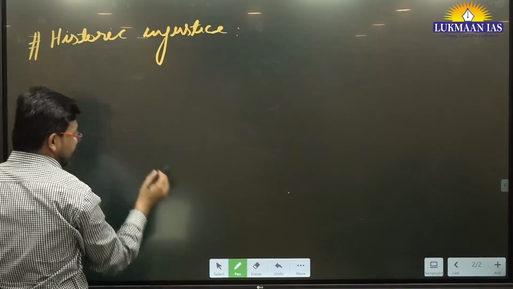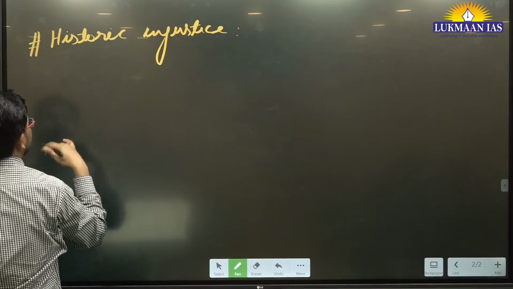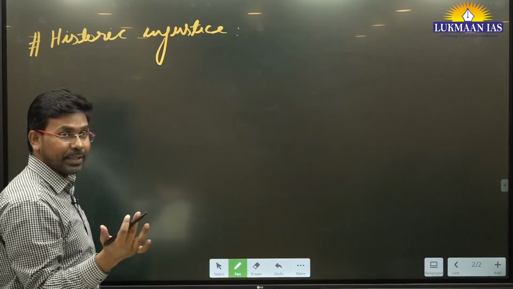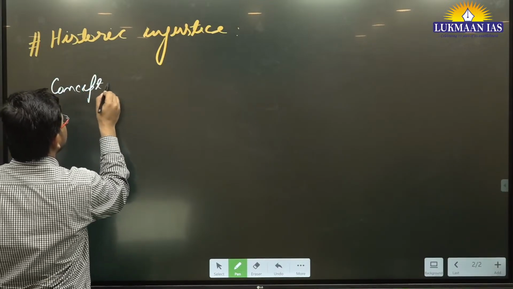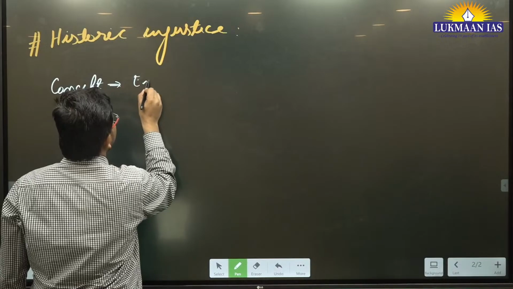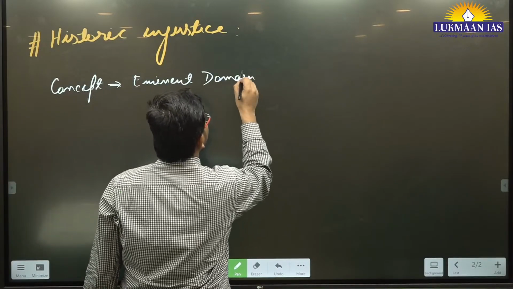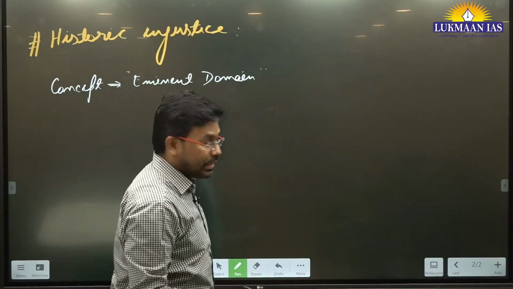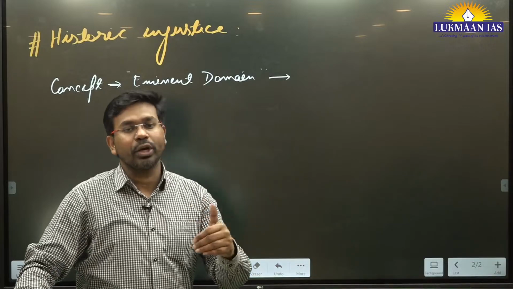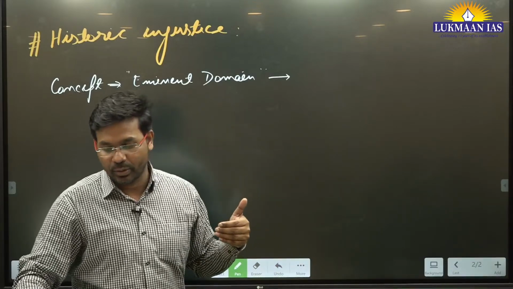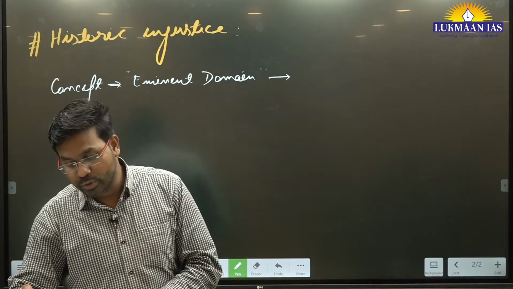Historically, injustice has been meted out to these forest dwellers because of a concept, the concept of eminent domain. What do we mean by the concept of eminent domain? According to this concept, it is recognized that ultimately the owner of all the property is the ruler. The ruler always owns all the property.